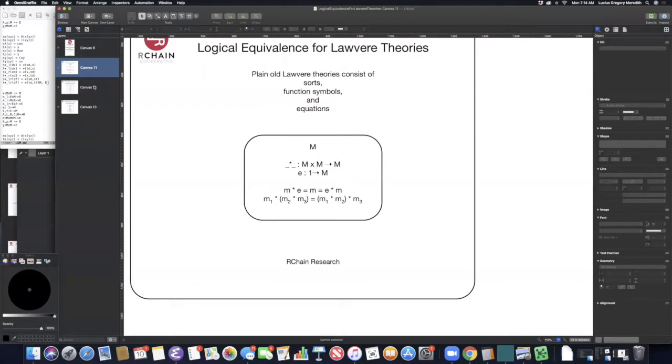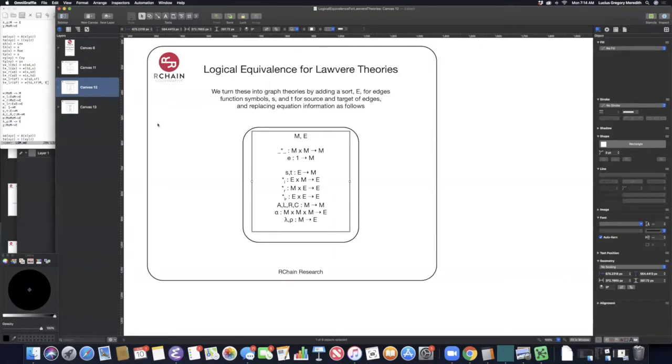Yes. Okay, so then the next thing we want to do is to turn this into a graph theory. So we're going to add a sort for edges, and we're going to replace all of the information about the equations with a treatment of the edges in the graph. So we're going to turn all the equations into bi-directional rewrites. Right, so we're going to be able to rewrite a term that's E star M to an M, and also be able to turn any term M into E star M, and so on and so forth.